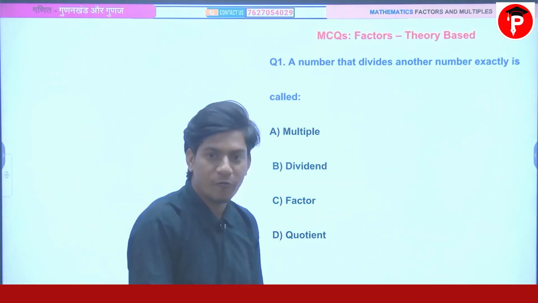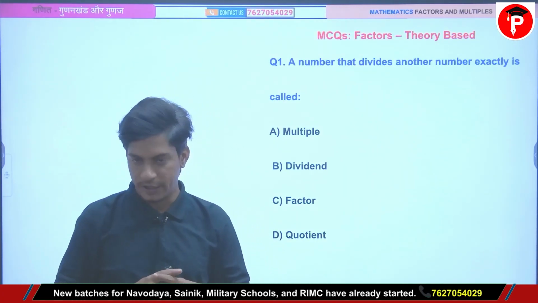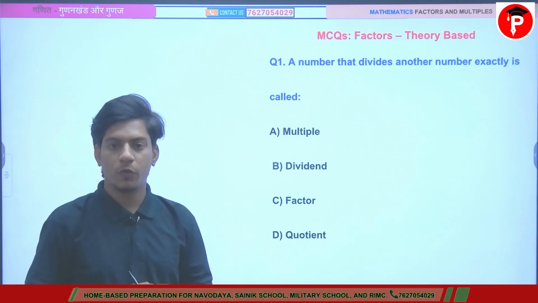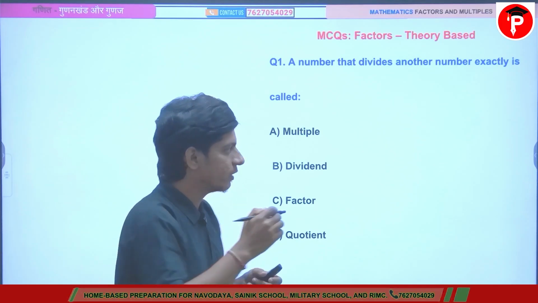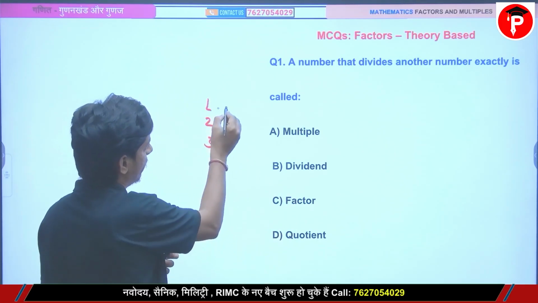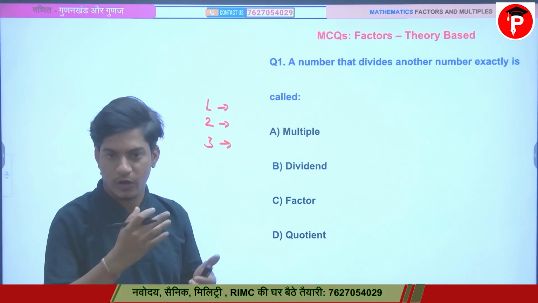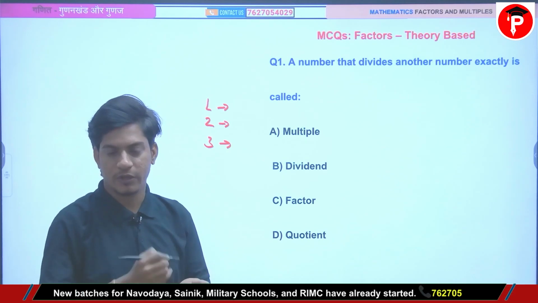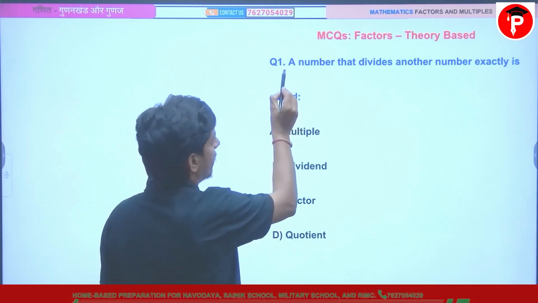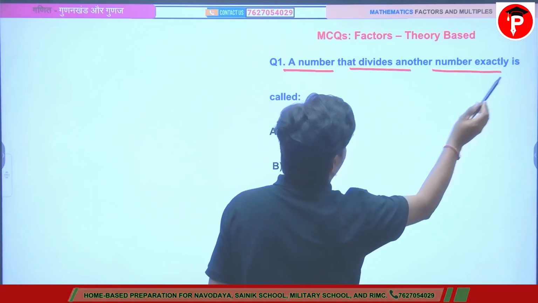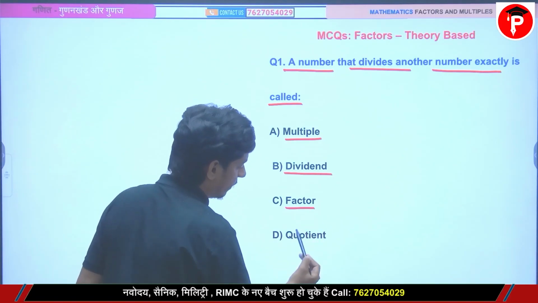Okay, now next. Now we will look at some MCQs. I will first read the MCQ, after that I will read the options. You will have 5 seconds to answer. First, pause the video and mark 1, 2, 3 up to 20 in your notebook, because there are 20 questions. Then give answers to the 20 questions just before my answer, and at the end check how many you got right. Okay, first: a number that divides another number exactly is called multiple, dividend, factor, or quotient?